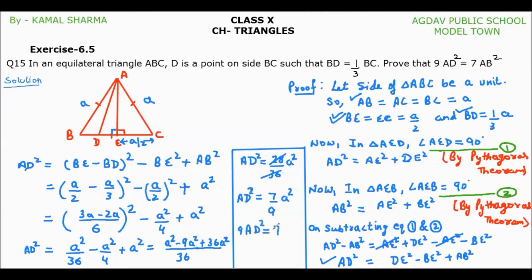Now in the question, it was asked to prove 7 AB square. You can see here, 7 AB square. AB was A, so instead of A, I can write any side of the equilateral triangle, but in the question it is saying AB square, so I have written AB square. The question might ask us for BC square or AC square also. It depends on the question, but here it is saying AB square, so I have written AB square. So this was to prove.